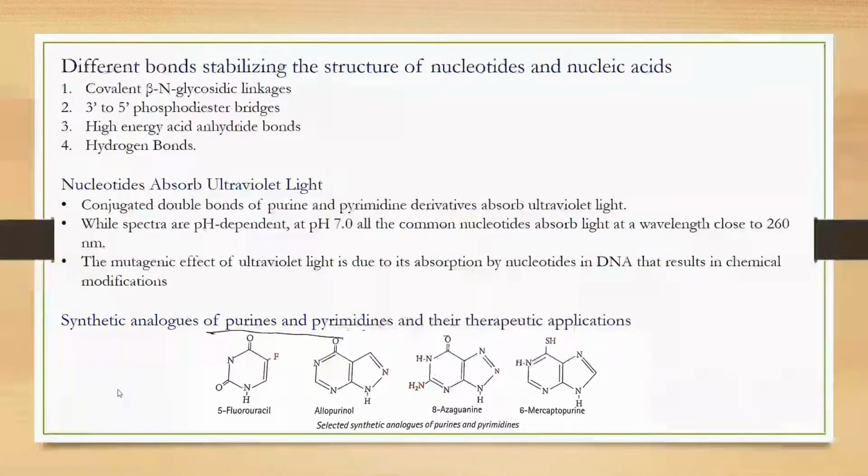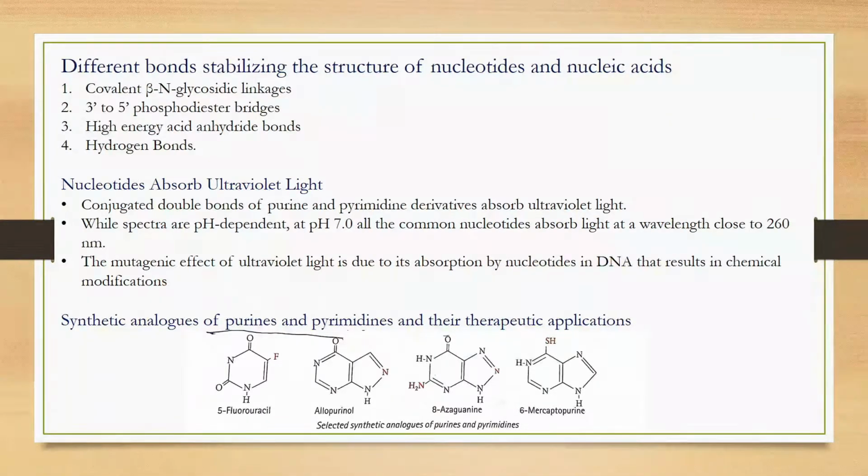There are some synthetic analogues of purines and pyrimidines. There are some methylated purines also. We have seen some pharmacological properties, like theophylline present in tea, caffeine in coffee, and theobromine in cocoa. By introducing certain structural alterations in the heterocyclic ring or the sugar moiety, synthetic analogues of purine and pyrimidine nucleotides and nucleosides can be produced that possess pharmacological properties.